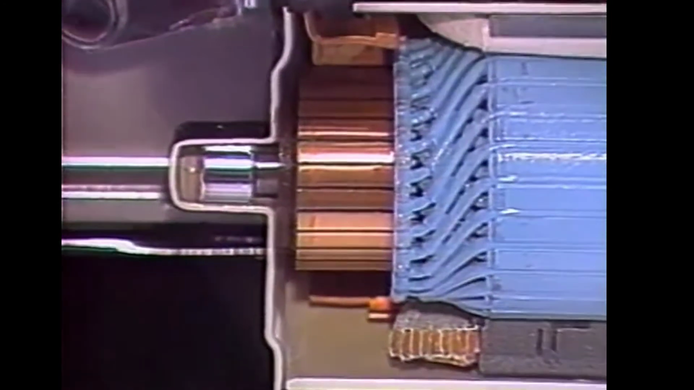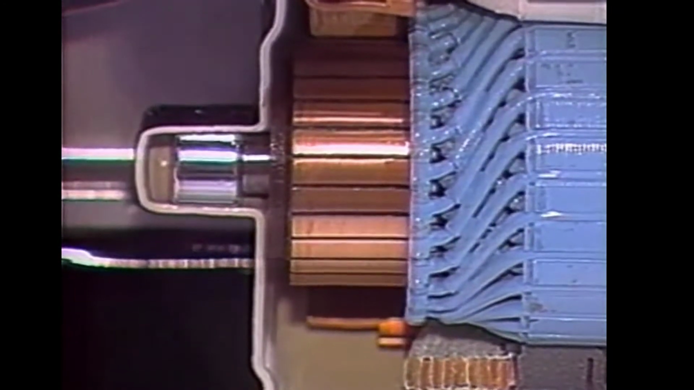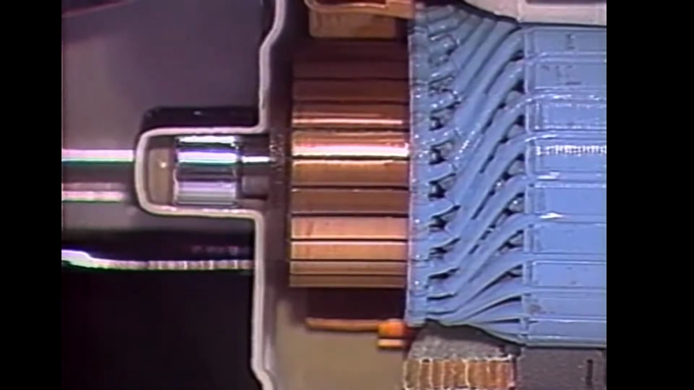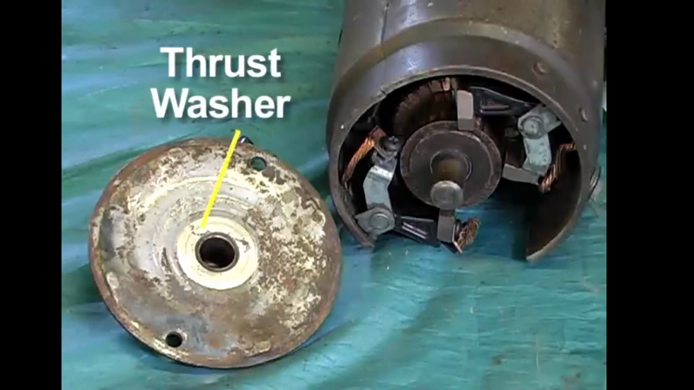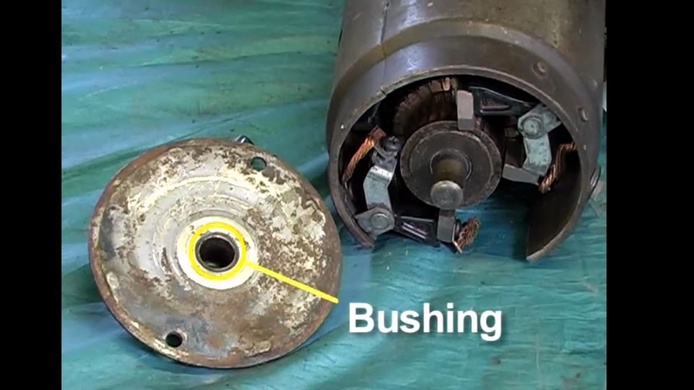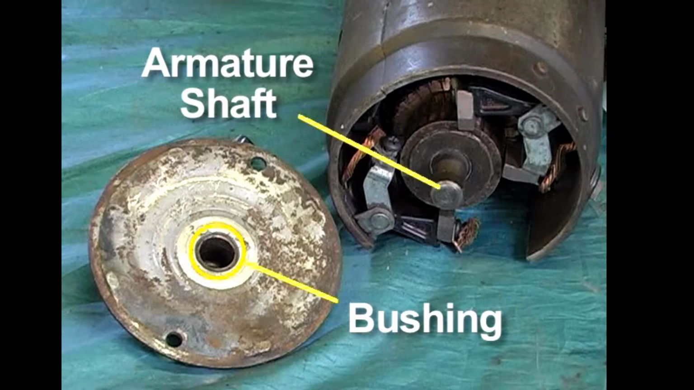This starter cutaway shows how the commutator end of the armature shaft mounts in bushings in the end frame. A thrust washer often fits between the armature and the brush end frame. The soft metal bushing press fits into the end frame. Grease reduces friction between the bushings and the armature shaft. Starter bushings are usually made of a soft brass-bronze alloy to reduce shaft wear.